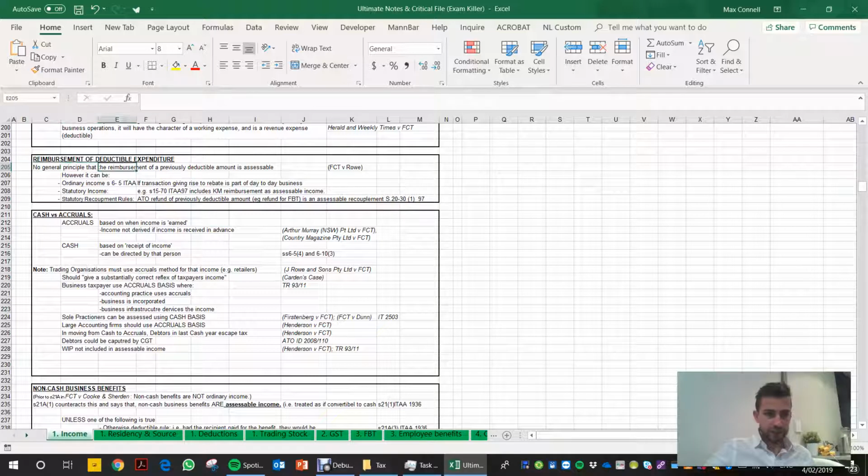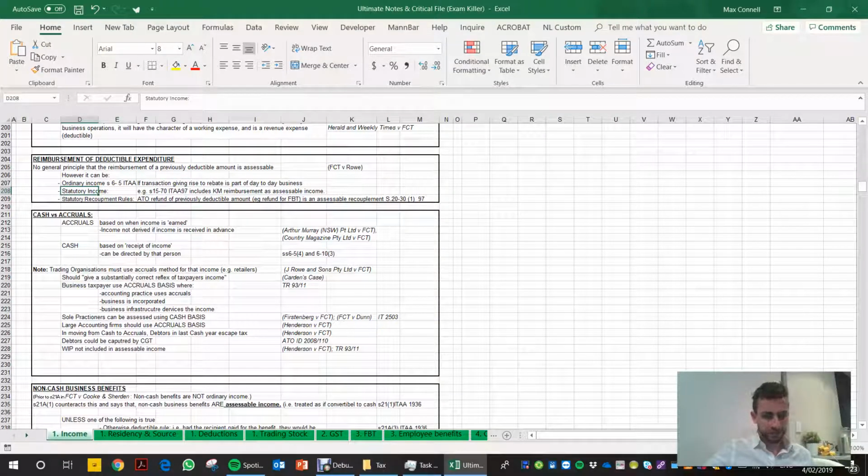So this is saying no general principle that the reimbursement of a previously deductible amount is assessable. However, it can be ordinary income if the transaction giving rise to the rebate is part of day-to-day business.